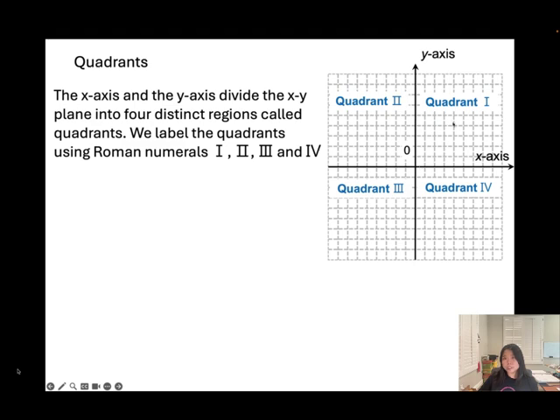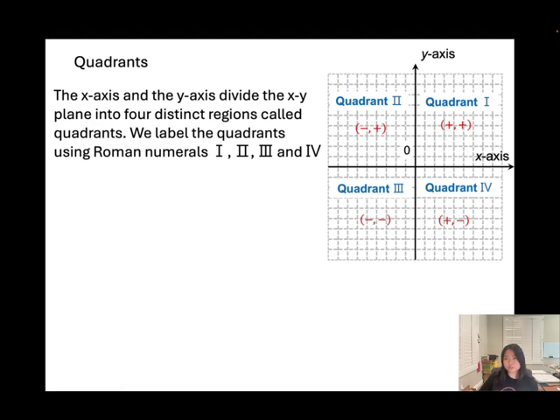For quadrant 1, the x-coordinate is positive and the y-coordinate is also positive. For quadrant 2, you can see the x is going to be negative, but the y is still positive. So I have a negative and positive here. In quadrant 3, both of the coordinates are negative. In quadrant 4, x will be positive and y will be negative.